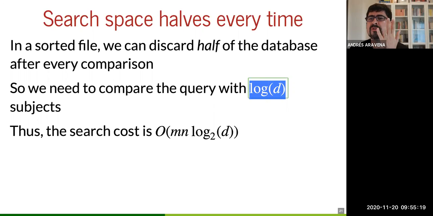Then you divide, you get 31. You divide again, you get 15. Then 8, then 4, then 2, and eventually you will find it. The worst case you do in 10 steps. And 10 is the logarithm of 1000 in base 2.